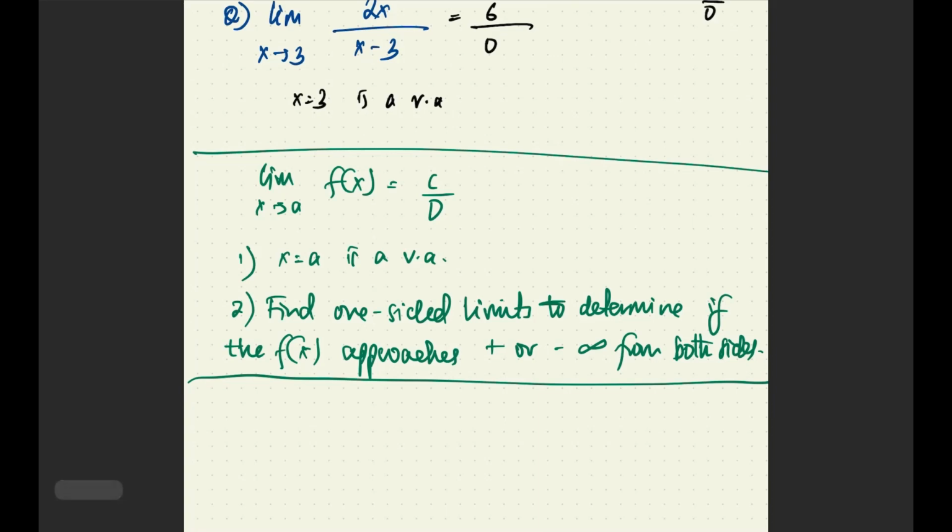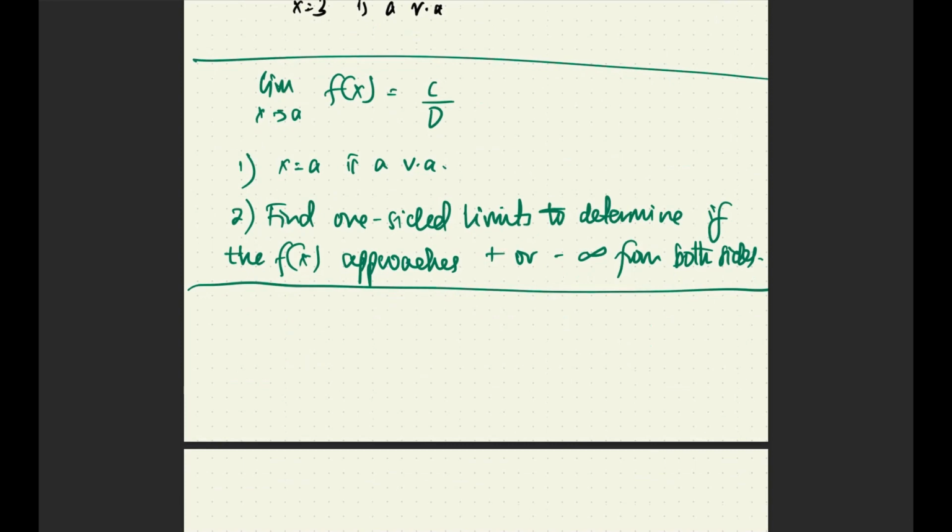So now back to our example. We already did the first step. We said that x equals 3 is a vertical asymptote. Now let's find the one-sided limits. The limit as x approaches 3 from the right-hand side is just going to be 6 divided by x minus 3. One very important thing to understand over here is that we are approaching 3 from the right-hand side. What did we say that means?